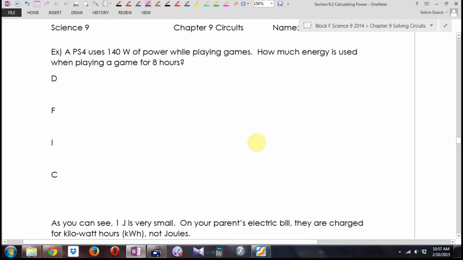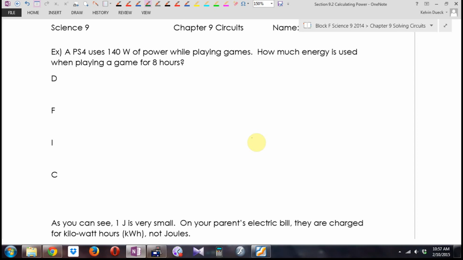So I Googled the stats for a PS4. A PS4 uses 140 watts of power. That's what it's rated at while playing games. How much energy is used when playing a game for 8 hours?